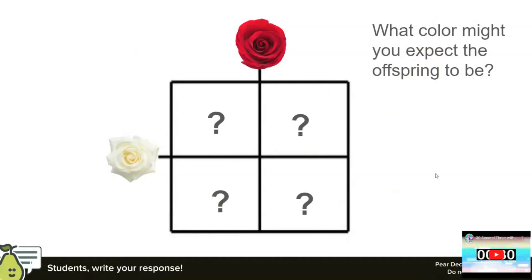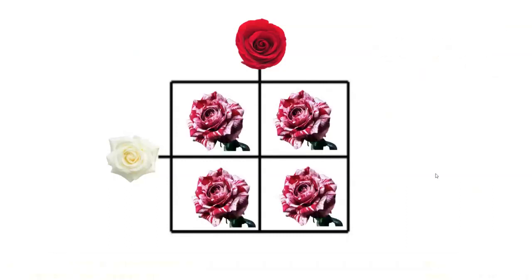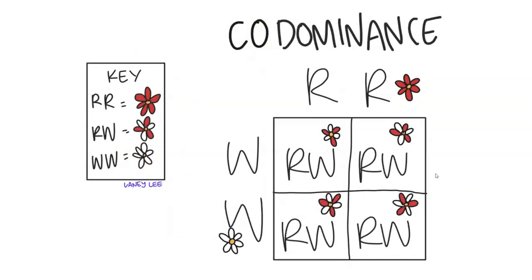Neither of those things is what's happening with this variety of rose, though, because they actually both show up. The red is dominant, so it is expressed, and the white is dominant, so it's expressed, and they're both kind of fighting to be expressed. We call this co-dominance because both alleles are dominant and they both want to be expressed.